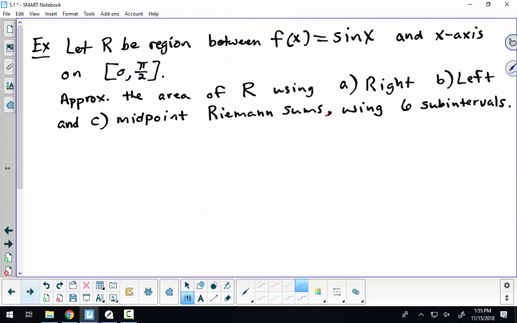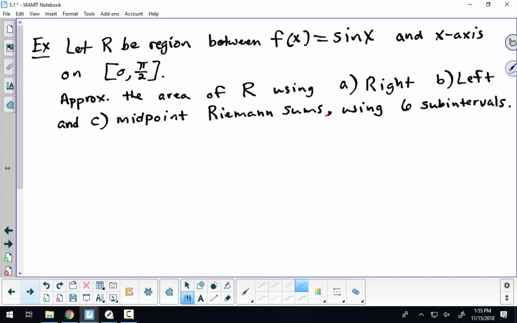And so we'll use that as our next example. f of x is the sine of x, and we're looking on the interval from 0 to pi over 2. We want to approximate the area of the region using right, left, and midpoint Riemann sums using 6 subintervals.